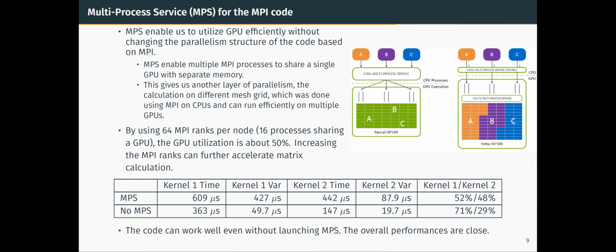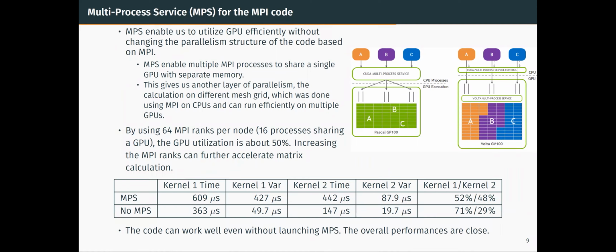So we're trying to implement that using our code, and we find that if we use 64 MPI processes per node, which has 4 GPUs, then the GPU utilization rate is about 50%. If we further increase the MPI ranks, we increase the GPU utilization. However, in the later test, we found that even without MPIs, the code can still run. I think this may be due to the recent upgrade of the CUDA library.